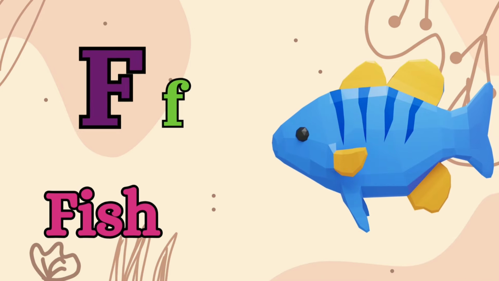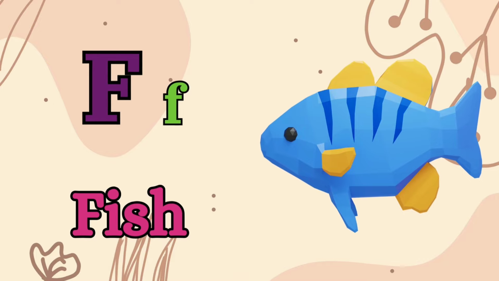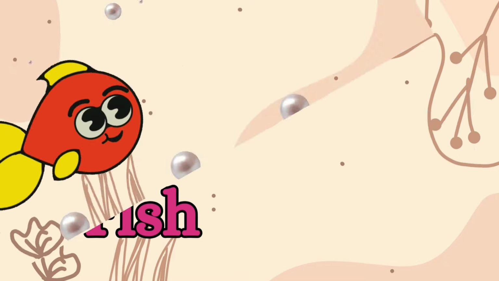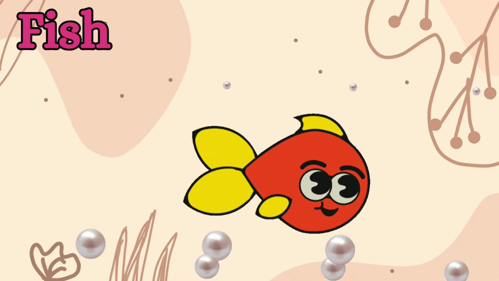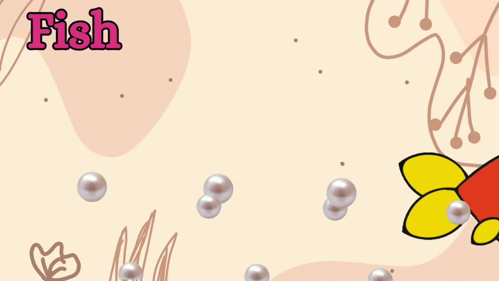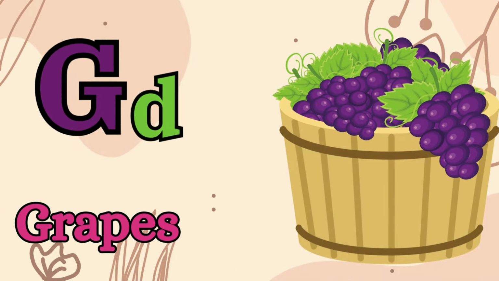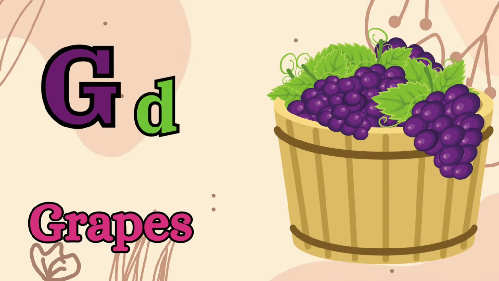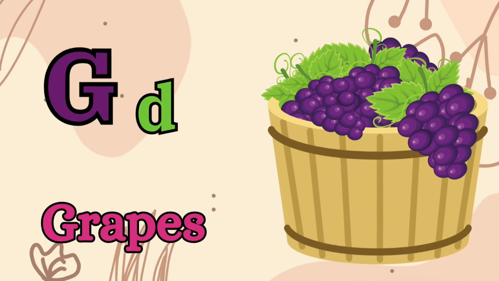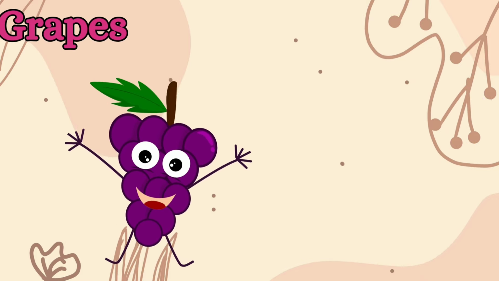F. F for fish. F-I-S-H. Fish. G. G for grapes. G-R-A-P-E-S. Grapes.